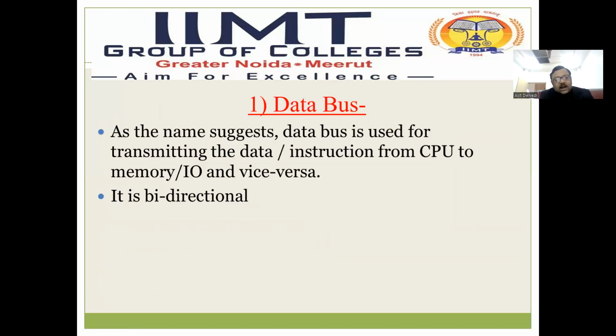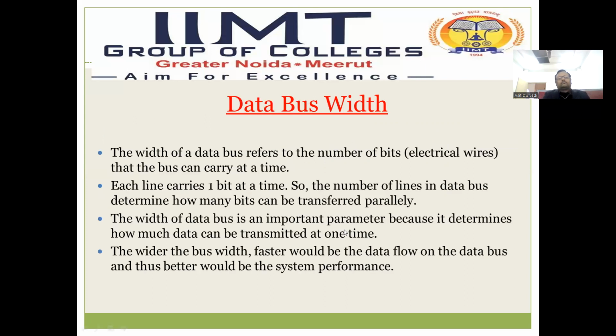First one, data bus. As the name suggests, the data bus is used for transmitting data and instructions from the CPU to memory and I/O and vice versa. It is bidirectional. The width of the data bus refers to the number of bits that the bus can carry at a time. Each line carries one bit at a time, so the number of lines in the data bus determines how many bits can be transferred in parallel.